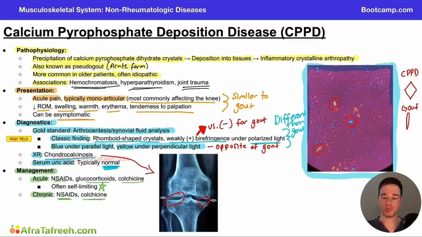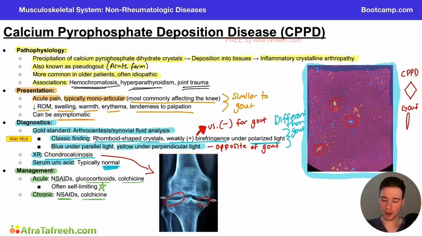And so what we do is we look at our diagnostics, the gold standard being arthrocentesis, looking at the synovial fluid. Why is that the gold standard? Because there are very distinct findings we see. We see the rhomboid-shaped crystals, the weakly positive birefringence, as well as it being blue under parallel light and yellow under perpendicular light. These are compare and contrast from gout.